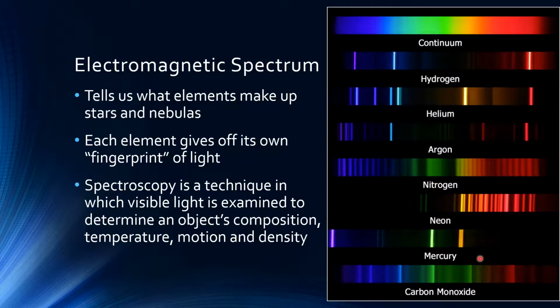So if I look at a star out in a galaxy far, far away, and the light coming back gives off a specific fingerprint, we can tell what elements are making up that star. For instance, this is hydrogen, this is helium, and you can see they are all very different from each other.